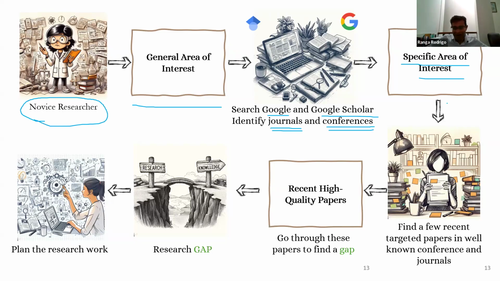Okay. All right. Then after that, you find a few recent targeted papers in well-known conferences and journals. So you identified these conferences and journals, and out of those, you find a few targeted papers. Maybe you find 10 papers. Maybe you find five, even five is enough. So you find those key papers that you want. So see, if you have a great professor, he can quickly shortcut you to this one.